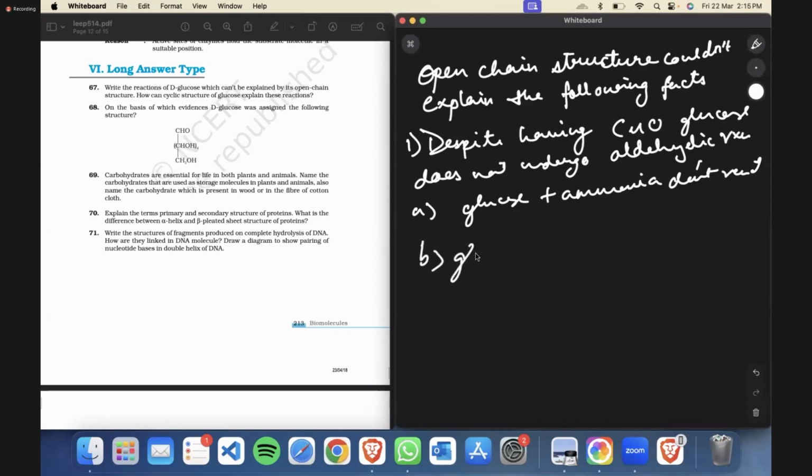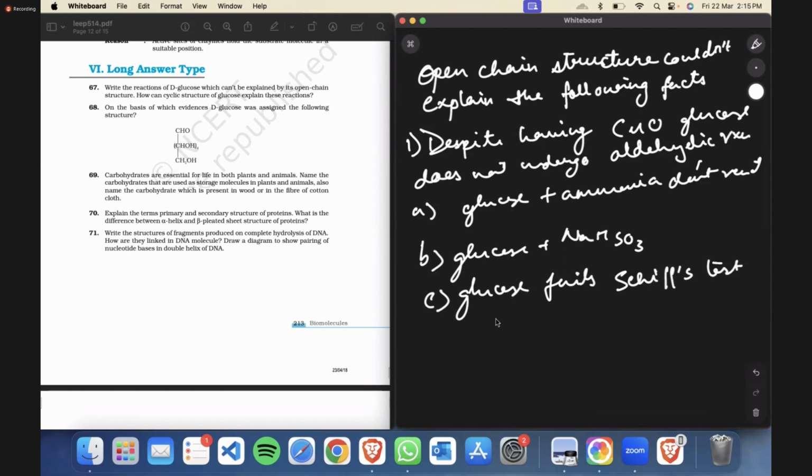Number second, glucose plus sodium HSO3, it does not react. Glucose does not give Schiff's test and 2,4-DNP test like other aldehydes. Glucose fails Schiff's test and 2,4-DNP test.